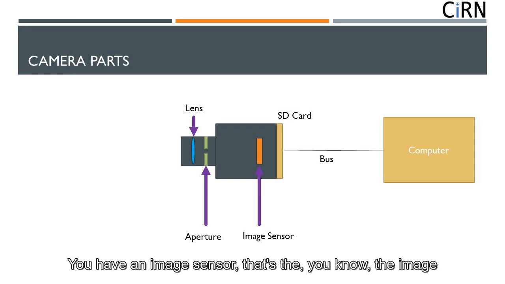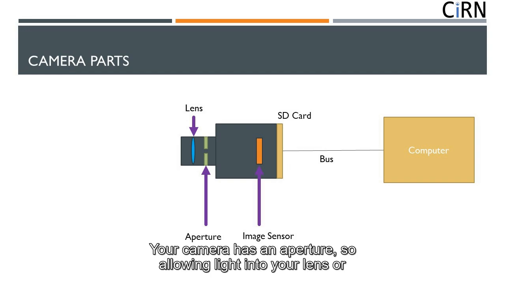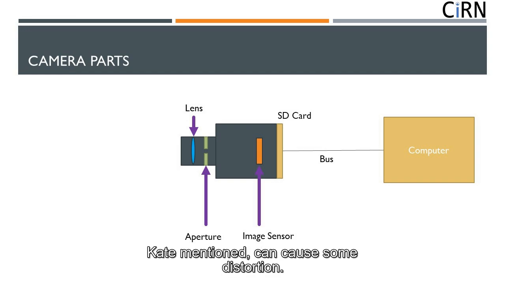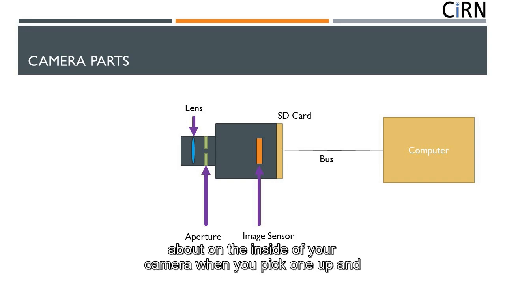You have an image sensor. That's the image plane that Kate was talking about in the last lecture. Your camera has an aperture, allowing light into your lens or into your chip, your sensor, and then a lens, which, as Kate mentioned, can cause some distortion. So those are some of the things that you're going to be thinking about on the inside of your camera when you pick one up.